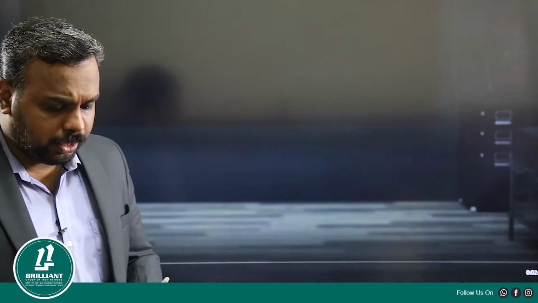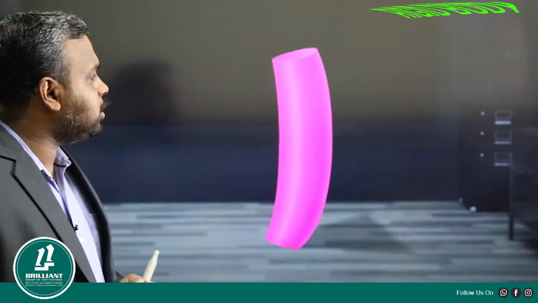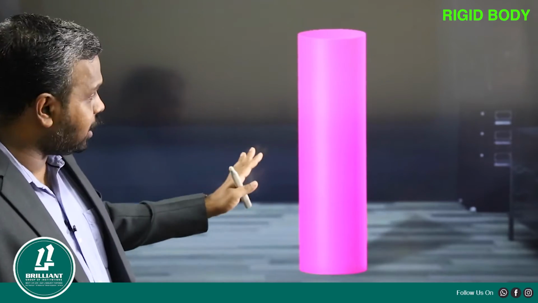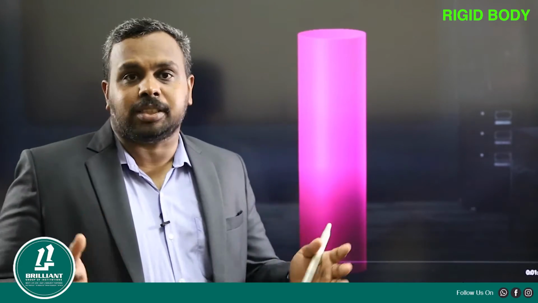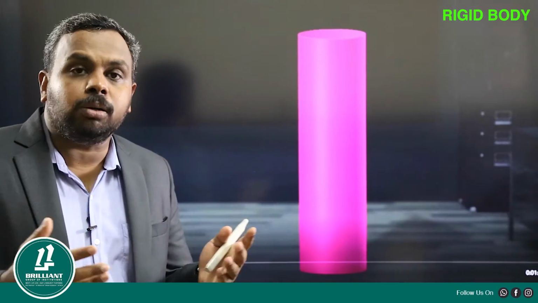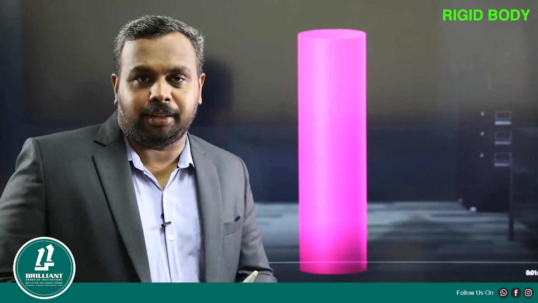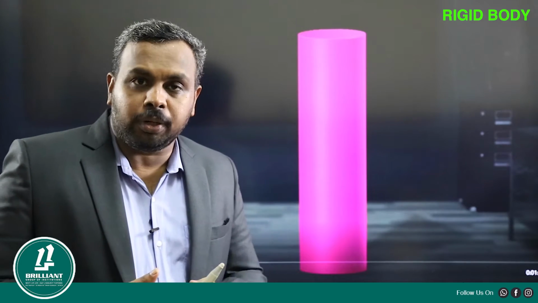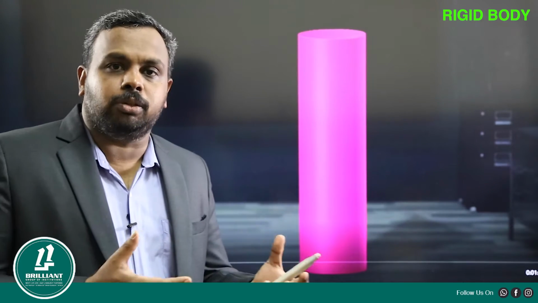So let's start with a concept called rigid body. You just look at this shape. This is a familiar shape for you. It's a cylinder, right? So you just think, how can we make a cylinder? Which materials can we use to make a cylinder? We can use iron, we can use copper, and at the same time we can use clay to make a cylinder, right?